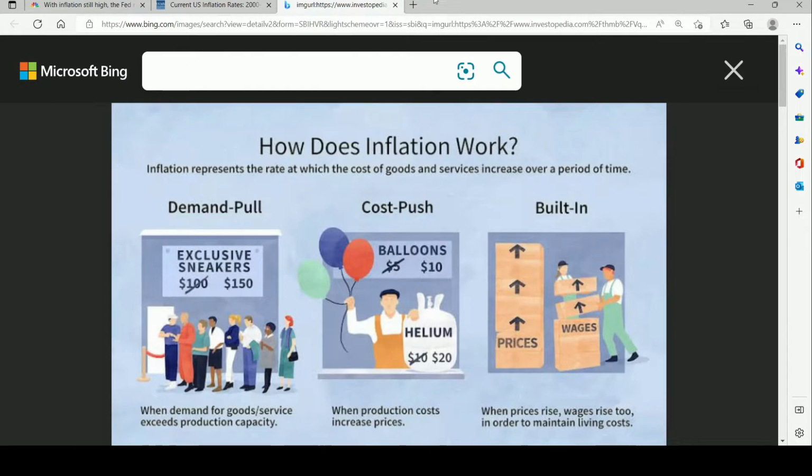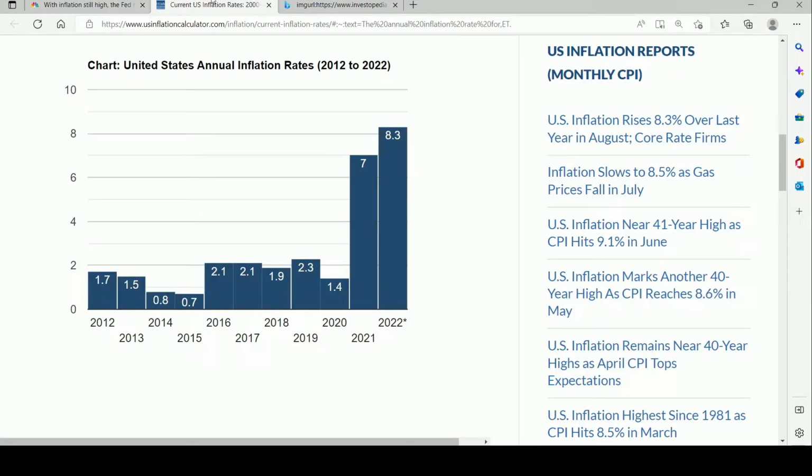So these are the different types of inflation, and I think we have two inflations going on right now. We have demand pull and we have cost push, and you can see that in the chart because inflation has risen a lot in recent years. Normally, inflation is around 2%, but currently we're at 8.3% right now. For the year 2022, we're at 8.3 inflation.